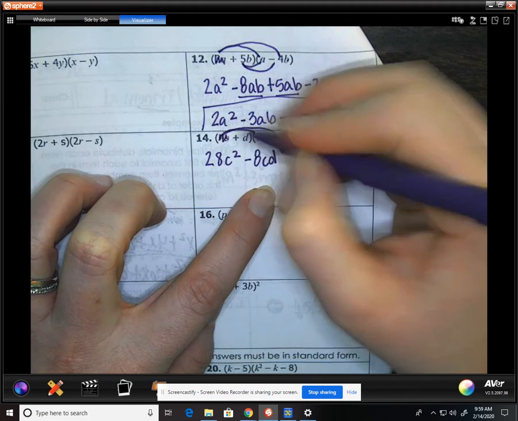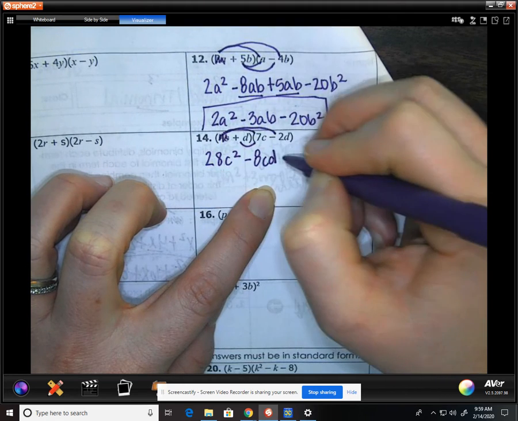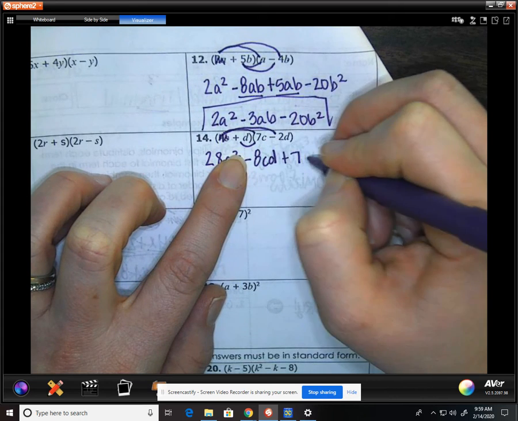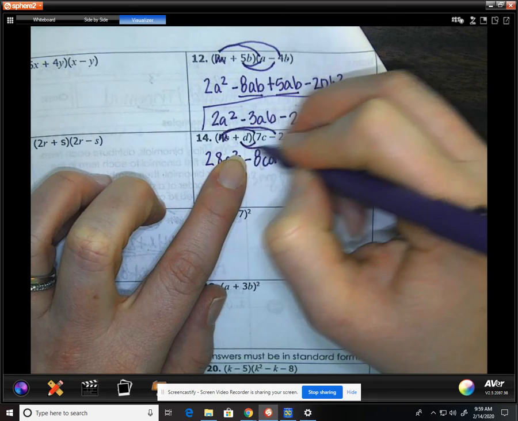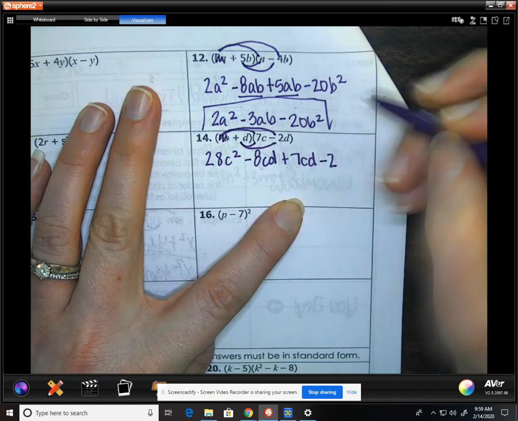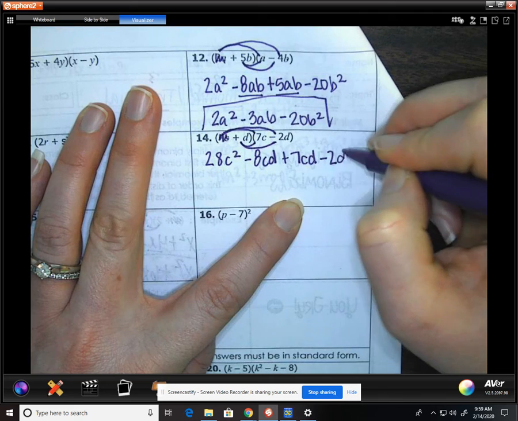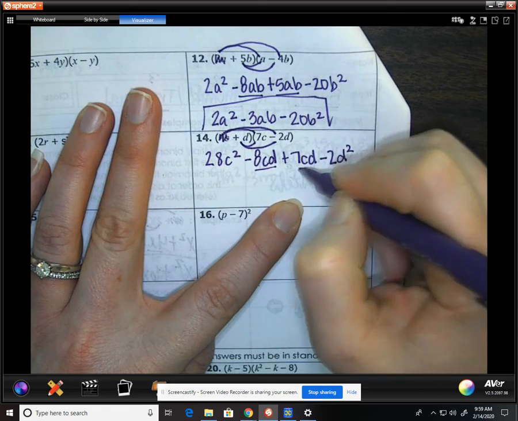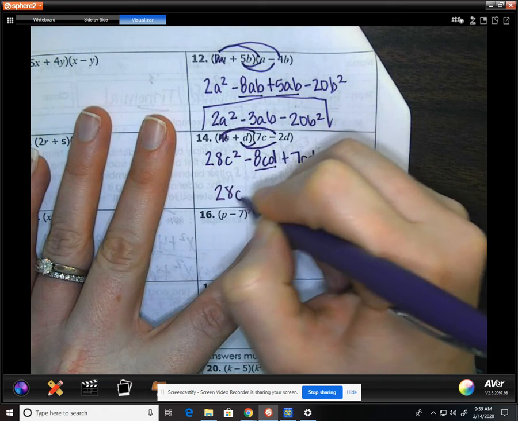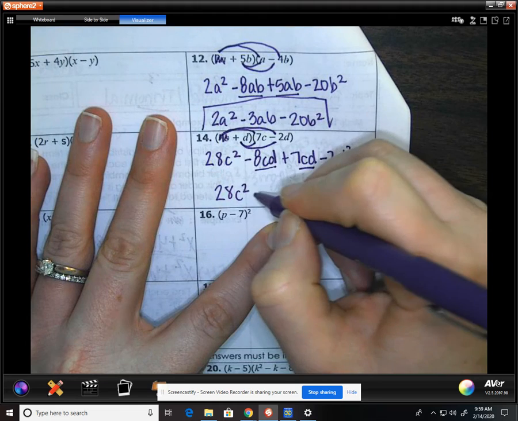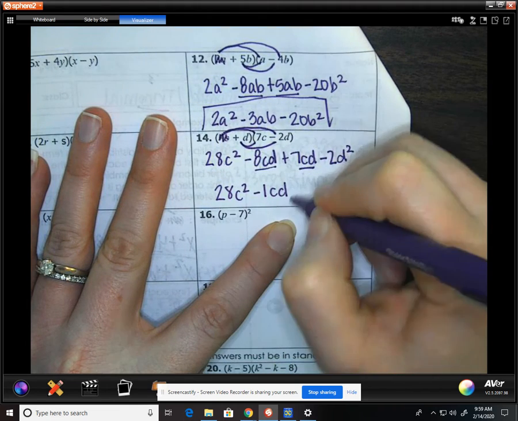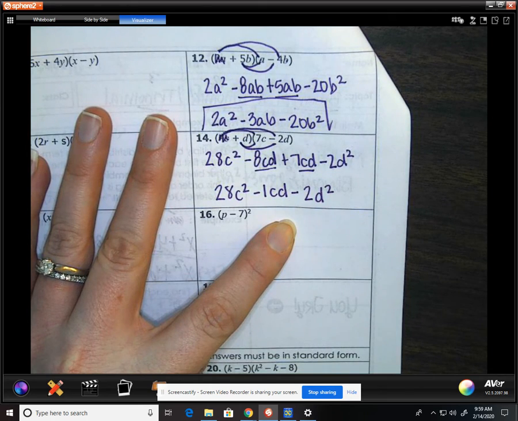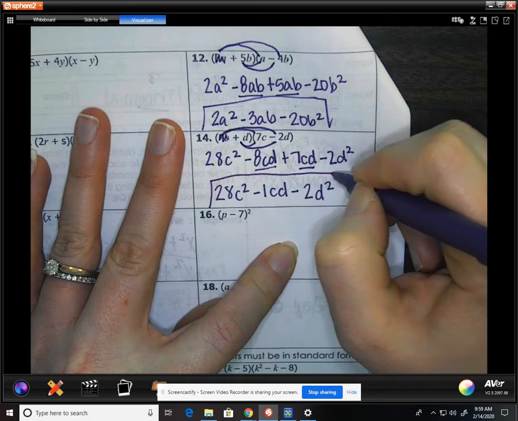Okay, I'm done with 4C, so now I move to D. 1 times 7 is 7. I don't have a D over in this piece, but there's a C, so I have to write it alphabetically, CD. And then 1 times -2 gives me -2, and I have 2 D's, because they don't have exponents, so D squared. The CDs can combine, so I'm going to keep 28C squared. -8 plus 7 is a -1, and that's CD, and I do -2 D squared. That would be my final answer. I am done with that problem.